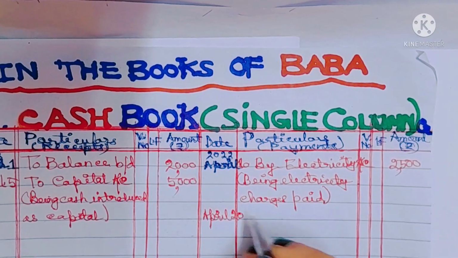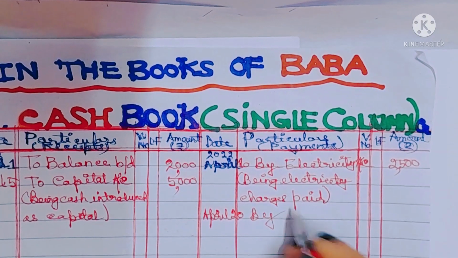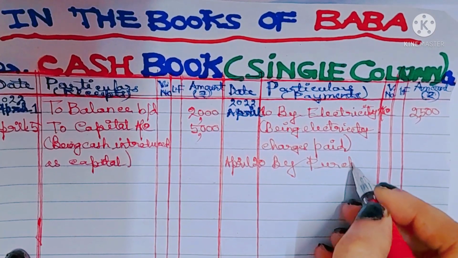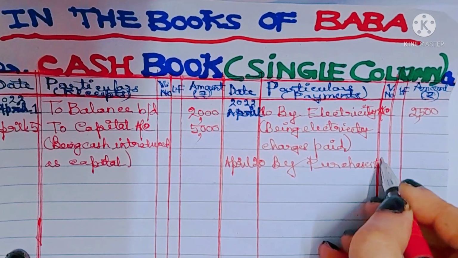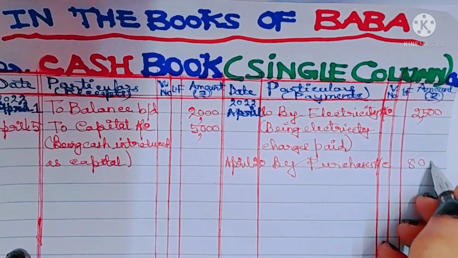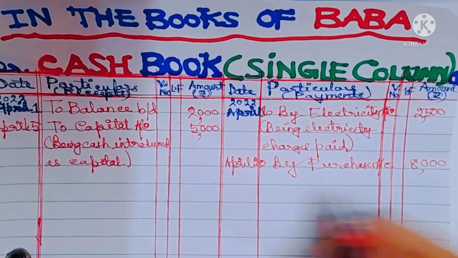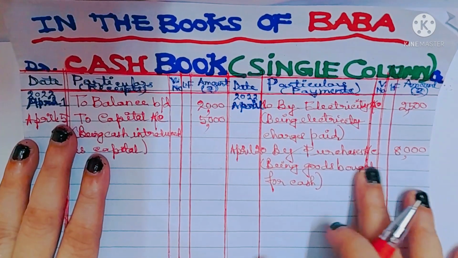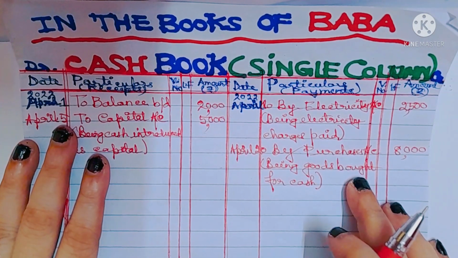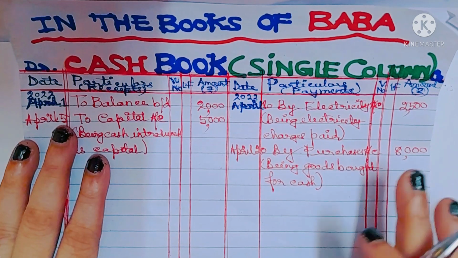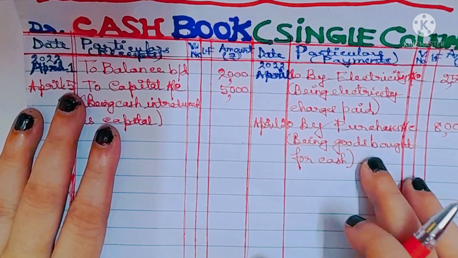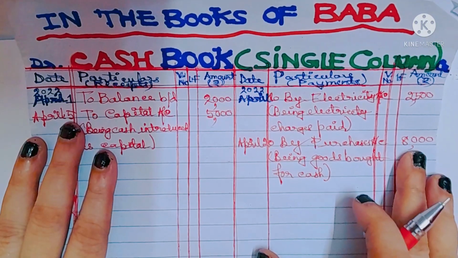So 20th April, by purchases account 8,000, being goods bought for cash. And moreover, cash book is a real account. According to real account, what goes out is credit. Here, when goods are purchased, cash goes out from the business. So 8,000 will be credited.